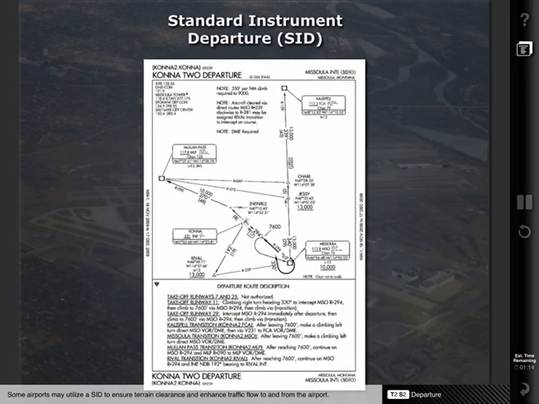Some airports may utilize a SID to ensure terrain clearance and enhance traffic flow to and from the airport. This example shows a SID from Missoula, Montana. SIDs are mandatory if they are part of the clearance and allow the crew to depart under instrument conditions and avoid all terrain.